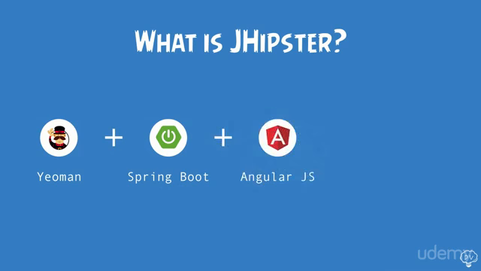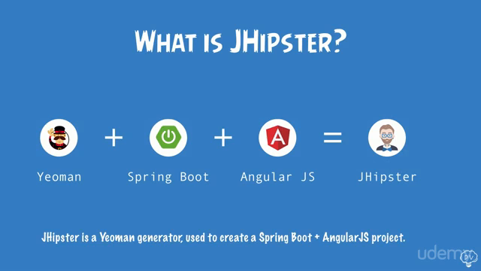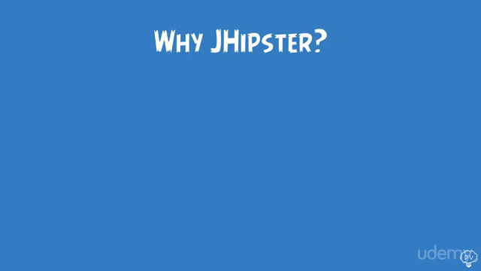Then we're going to have some kind of front-end technology, and we're going to use angular.js for this. We're using angular.js because it's one of the most popular frameworks out there, and it's great for building modern front-end expressive applications. So now that we have our generator to scaffold out our project, we have our back end using Spring Boot, and we have our front end using AngularJS. That is what a JHipster project really is at the end of the day.